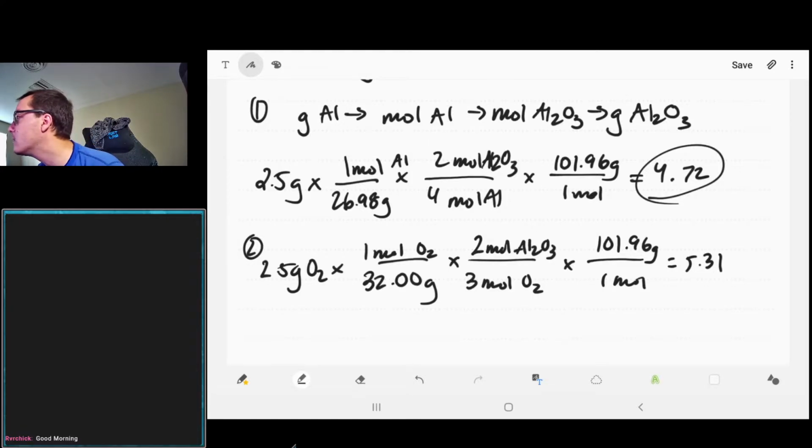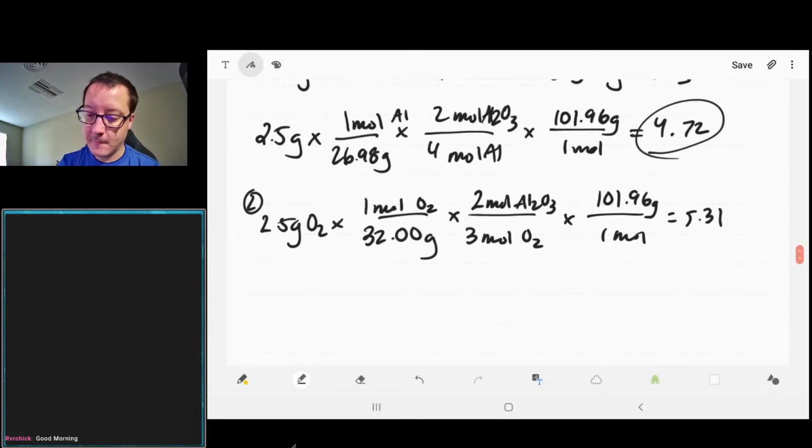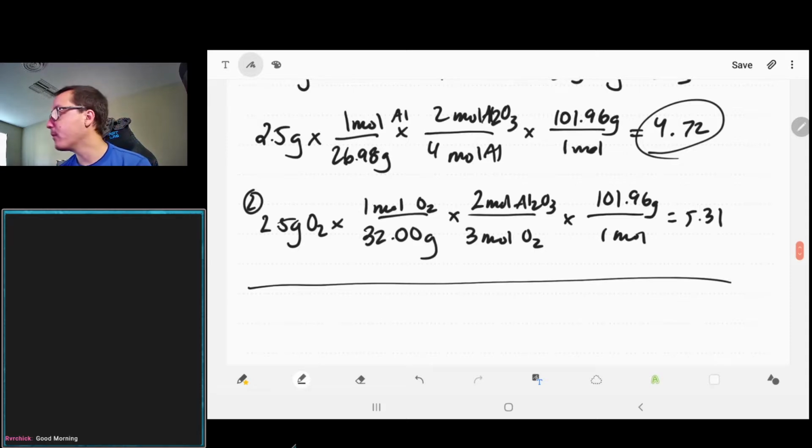Is that the last one there? Yes. Okay. All right. So we always want to choose the smallest one, right? Next question. What's the coefficient of nitric acid in this?